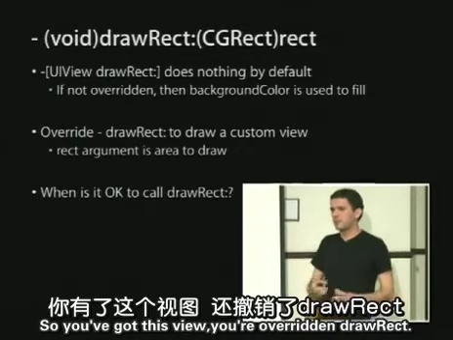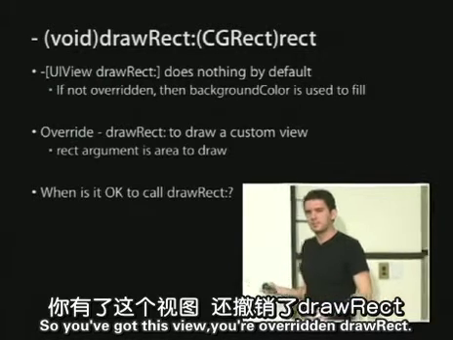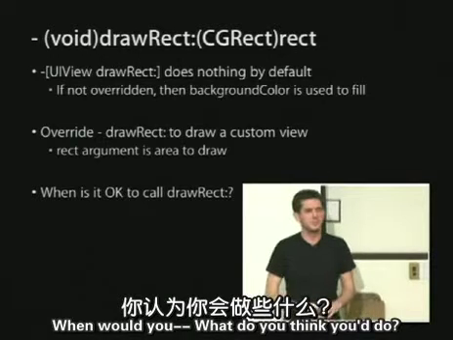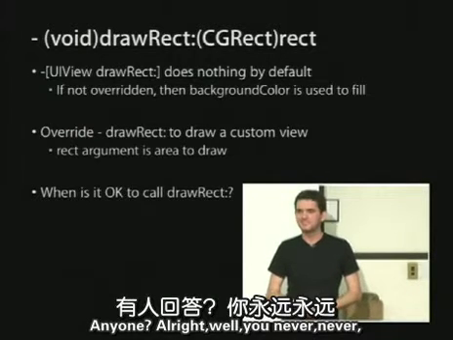So you've got this view, you've overridden drawRect. So when do you think it's safe to call drawRect? When would you call it? Anyone?